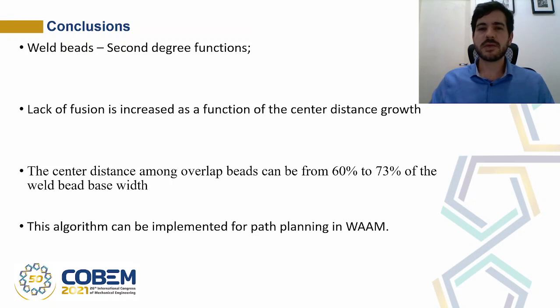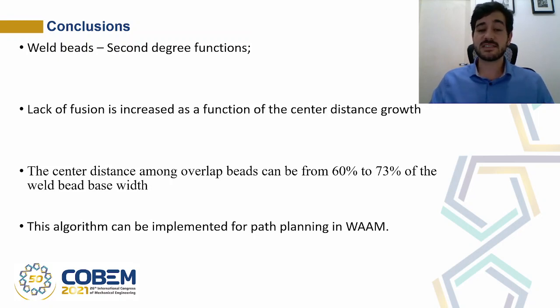So we can conclude with this paper that it is possible to represent weld bead profiles with accuracy of less than 2% of error using second degree functions. The overlapping method, considering the valley area and the overlapped area, is functional and represents the real case. The lack of fusion increases as a function of the center distance growth. So it was evaluated that decreasing the center distance by 10% from the nominal calculated distance will mitigate the effect of lack of fusion without any significant geometrical variation.